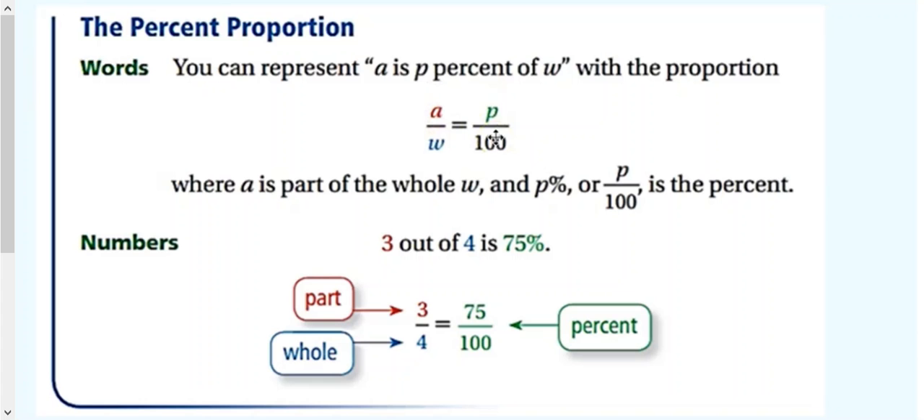So the part A would be 3. It is part of the whole, which is 4. And then the percent P, or P percent, is 75 over 100. Okay, so using this percent proportion, we can figure out what percent different numbers are compared to other numbers. Now, this may seem a little bit confusing looking at it here, but hopefully as we go through some examples, it will make more sense to you.